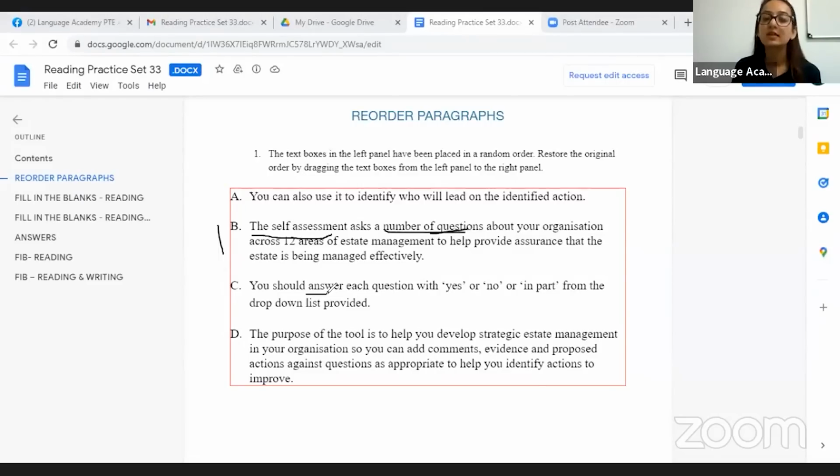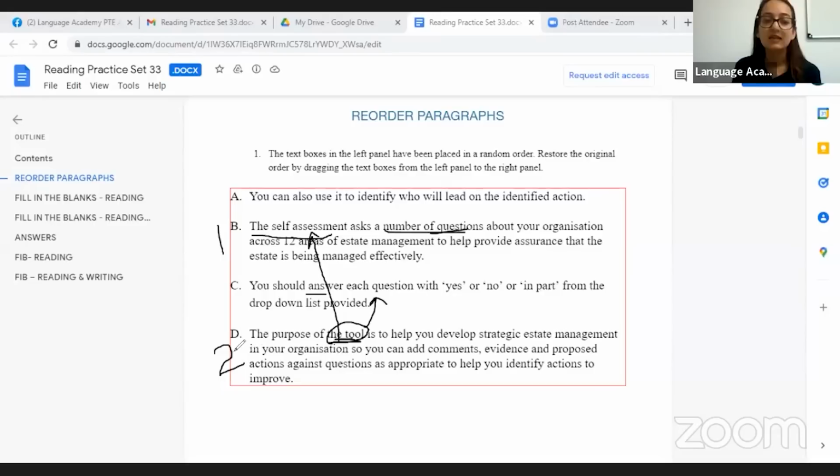But look at what the other two sentences are containing, and if the other two sentences are more related with the sentence B. For example, they are still talking about the tool, the purpose of the tool. Now, if let's say you're putting C in between, you're writing the self-assessment asked question, and you should answer each question with yes or no or in part from the drop-down list provided. And then the purpose of the tool. When you've already said do this and do that, why are you coming back to the purpose of the tool? The tool means you are referring, and in the previous sentence, you haven't talked anything about tool. So the tool means you are referring to the self-assessment tool.